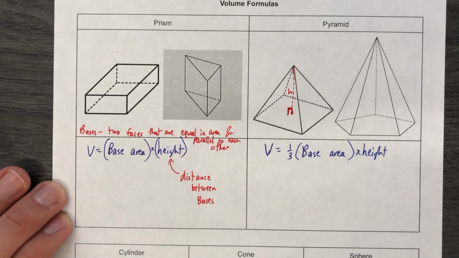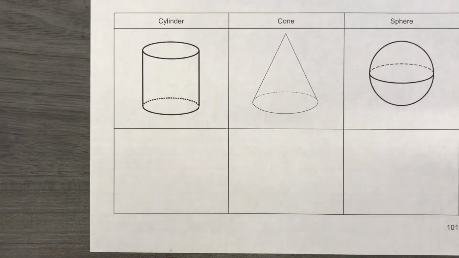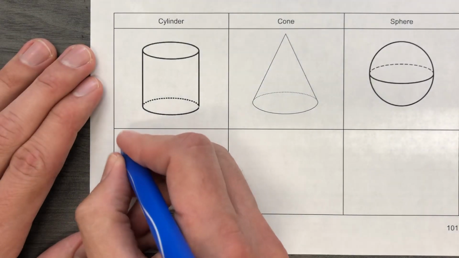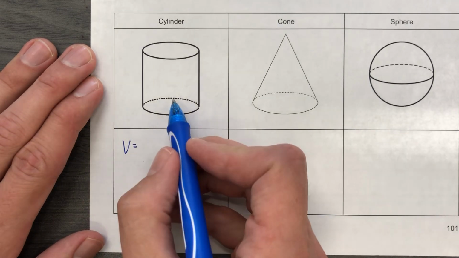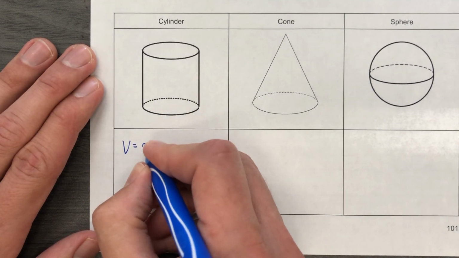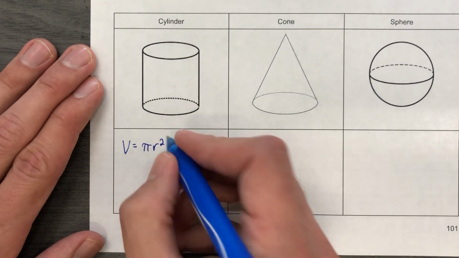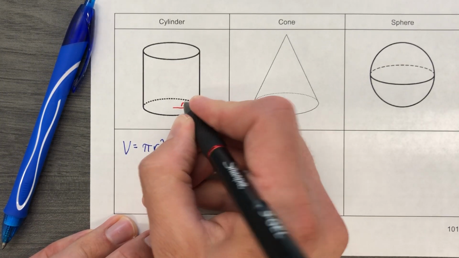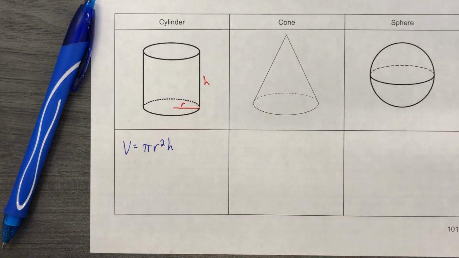Let's move on to the cylinder. If I want to know the volume of a cylinder, we can find the area of the circle at the bottom, and then multiply by the height. You've seen all this before. I didn't put these formulas on the surface area ones, but there they are.